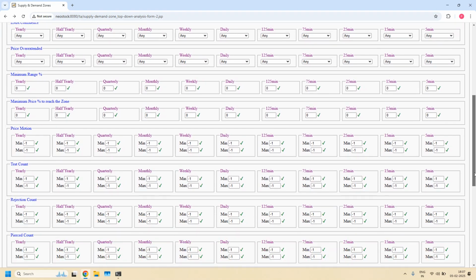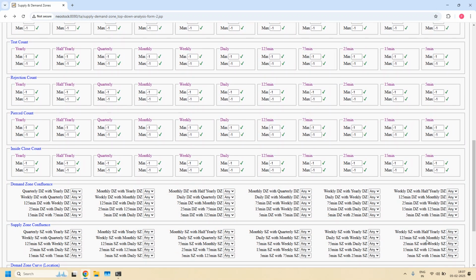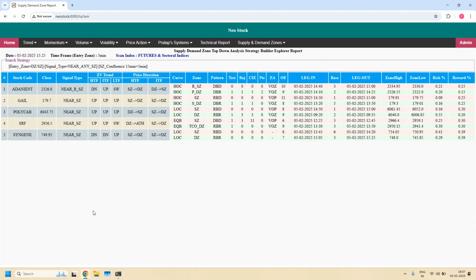That is 5 minutes supply zone confluence with 15 minutes supply zone. I am enabling the filter. With this filter, we got 5 stocks. So these 5 stocks, these 5 minute supply zones are overlapped with 15 minute supply zones. So this is about stocks near demand and supply zones for different time frames.